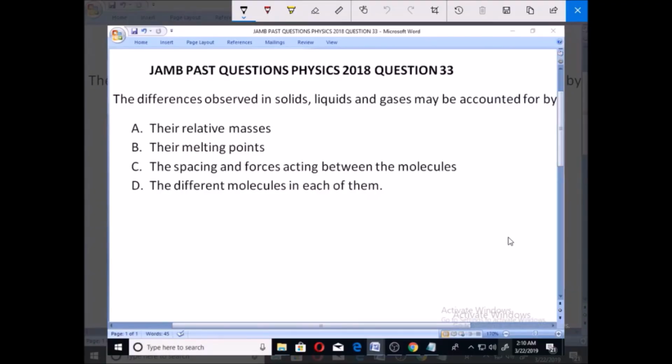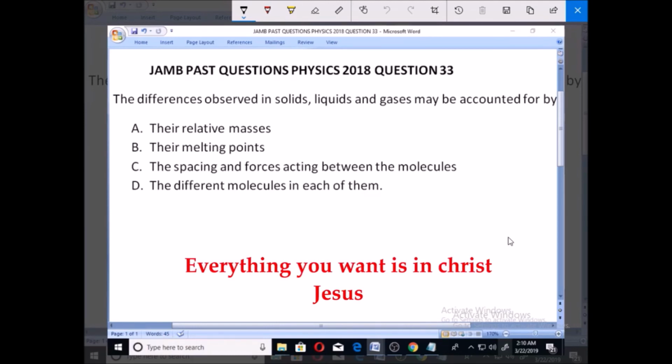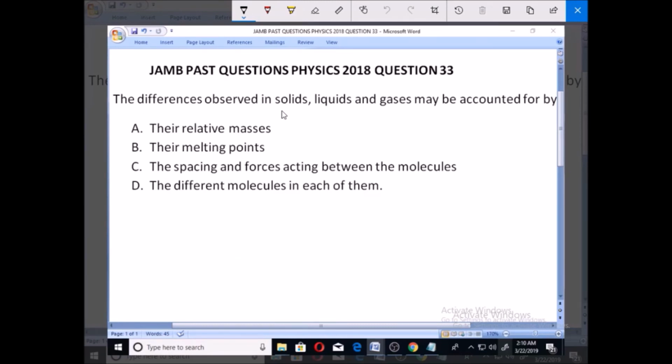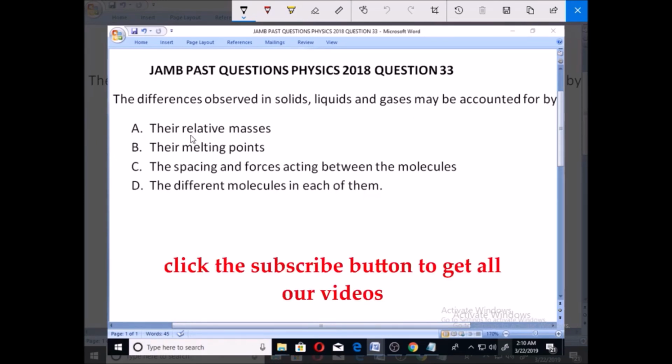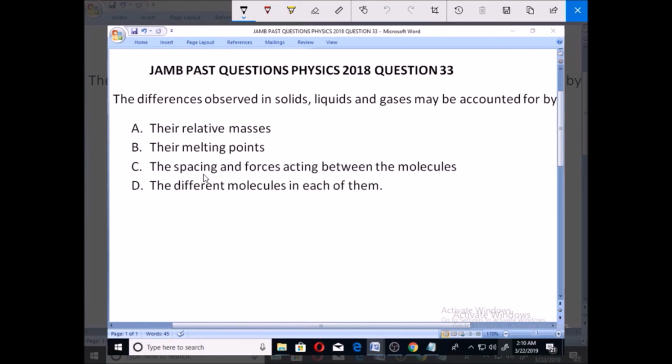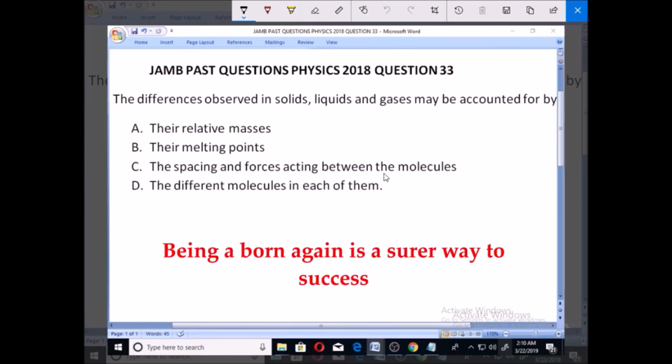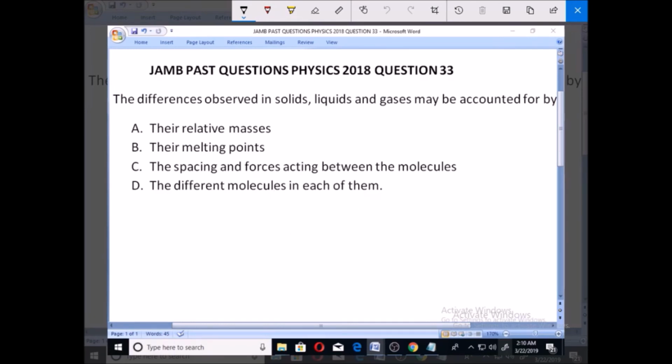Hello, welcome. Let's look at these JAMB past questions, Physics 2018, question 33. The difference observed in solids, liquids, and gases may be accounted for by A, their relative masses, B, their melting points, C, the spacing and forces acting between the molecules, D, the different molecules in each of them.